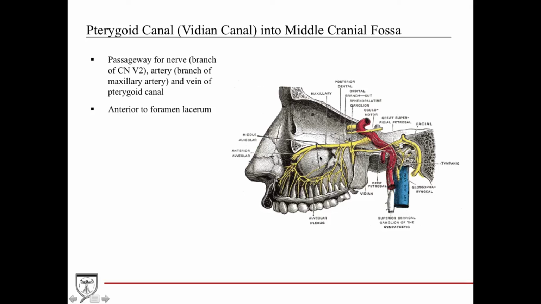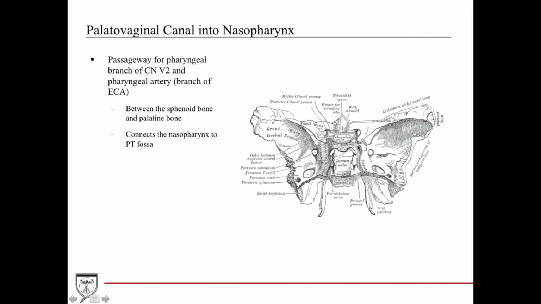Then you have the pterygoid canal, the vidian canal. It's just my favorite little canal because of how small and tiny it is, yet how important of a structure it is. It's anterior to the foramen lacerum, which is just a benign structure where the internal carotid kind of passes over. And this is important because it has the passageway for cranial nerve V2, artery and veins of the pterygoid canal, as you can see right through here, going into this PT fossa. Beautiful, absolutely beautiful.